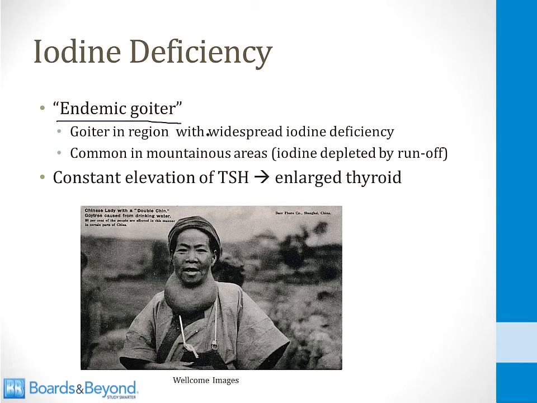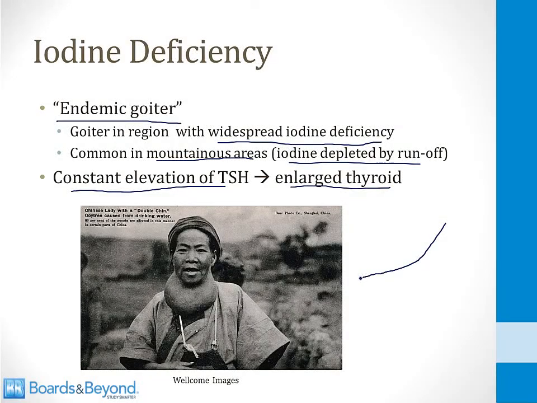Iodine deficiency is sometimes called endemic goiter. This is goiter that occurs in regions of the world with widespread iodine deficiency. It's common in mountainous areas. The water runoff from the mountains pulls iodine with it, and it depletes iodine from the soil and the water, and therefore patients are more susceptible to iodine deficiency. The constant elevation of TSH trying to stimulate more production of thyroid hormone leads to an enlarged thyroid.